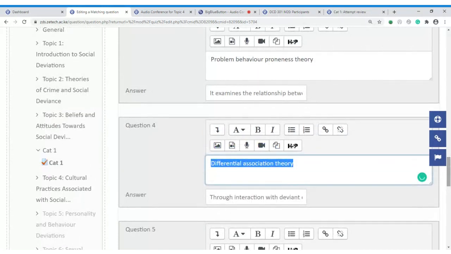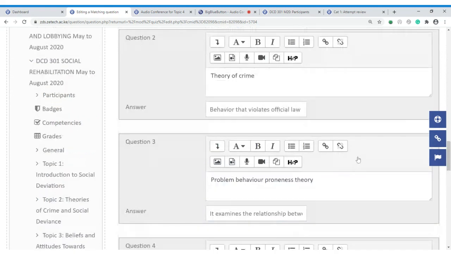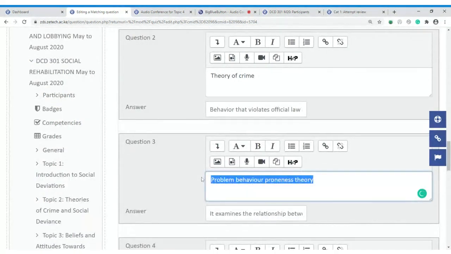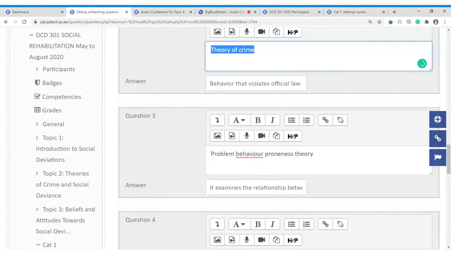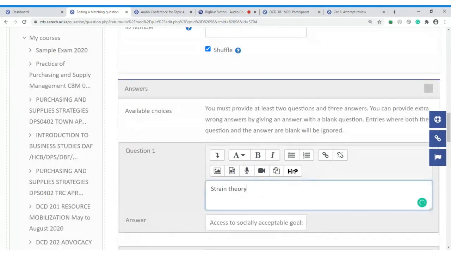All these theories are just trying to explain why people do crime, why people do wrong things in society. The differential association theory says people do wrong because they associate with others who are doing wrong. The problem behavior proneness theory says they do wrong because their environment allows it. Theory of crime says people do wrong because we have created a law that calls one thing right and another thing wrong. And strain theory just says a person does wrong because their goals are unacceptable. Therefore, their methods and means will also be unacceptable.